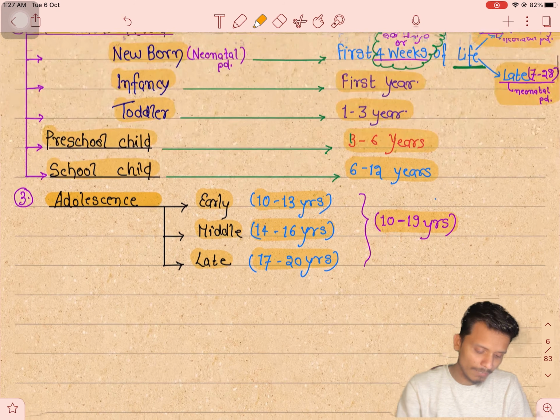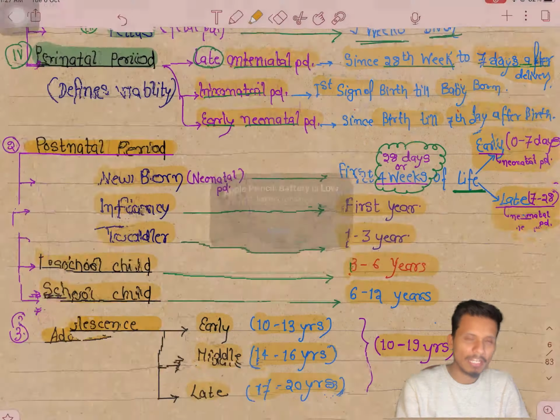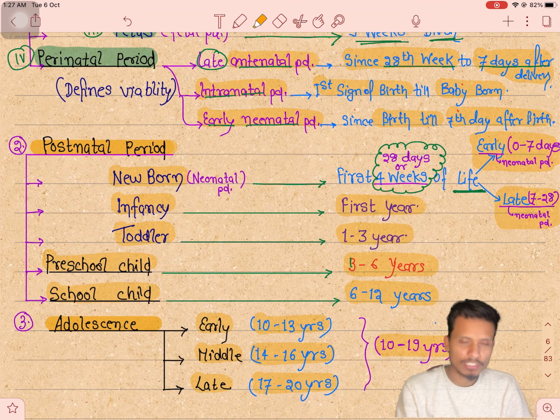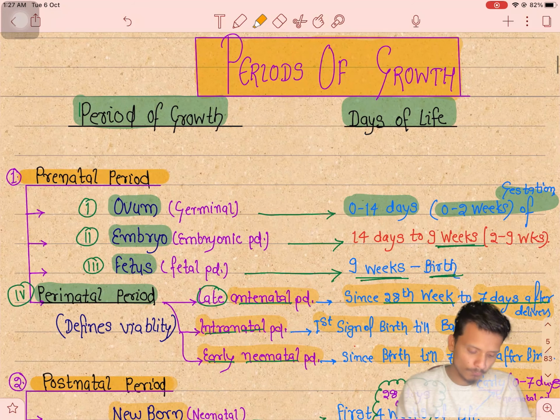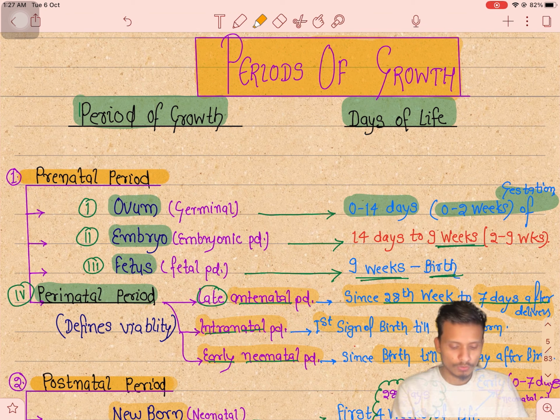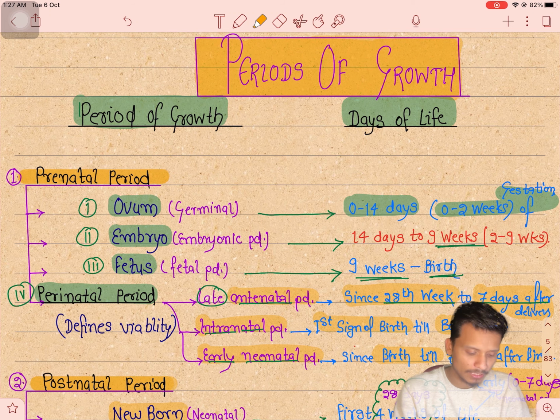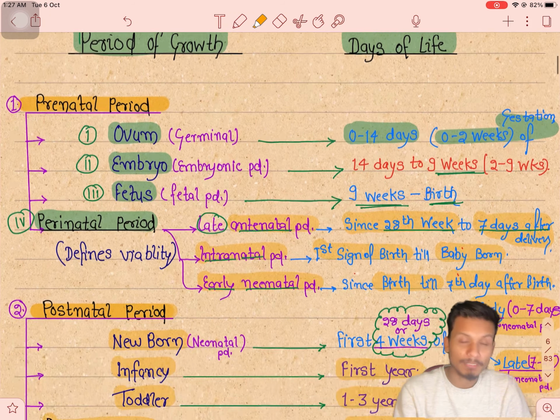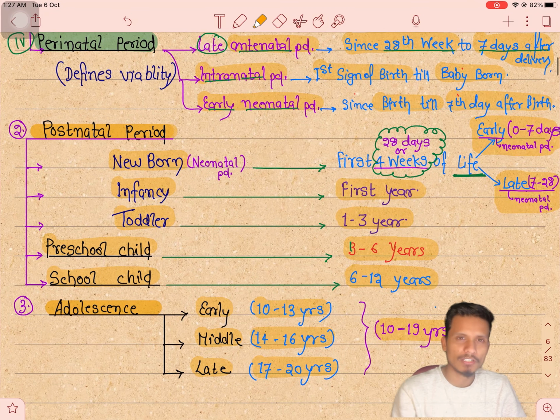There are 5 stages in the postnatal period: newborn, infants, toddlers, preschool child and school child. And the prenatal period has 4 conditions: ovum or germinal period, embryonic period, fetal period and the perinatal period. So these are the classifications of the periods of growth. They are classified into 3 parts: the prenatal, postnatal and the adolescent.